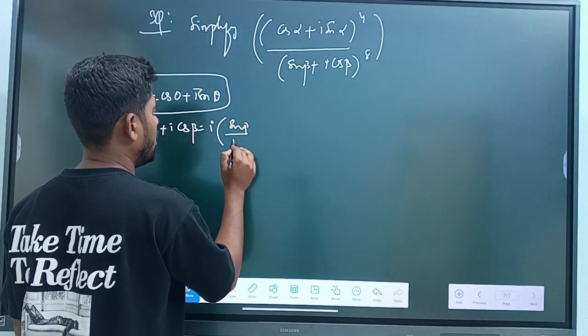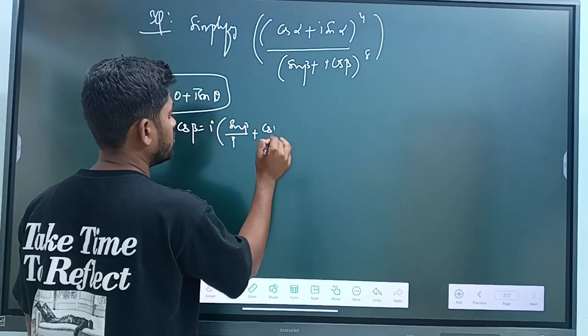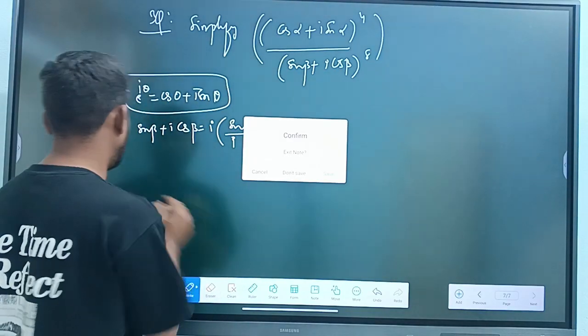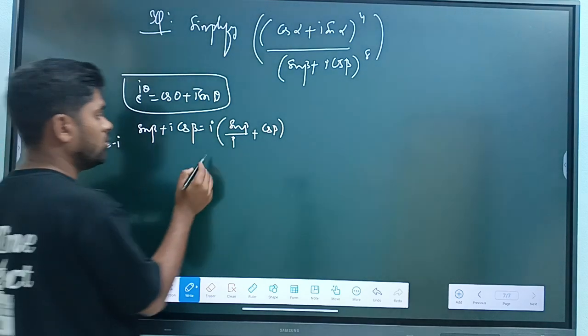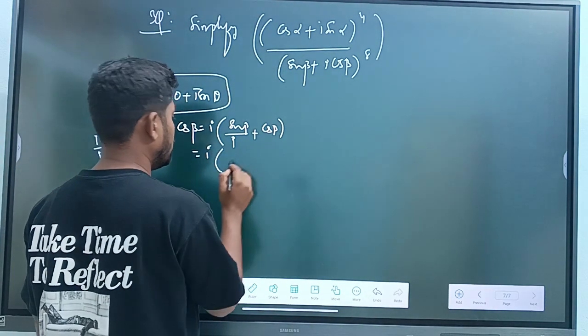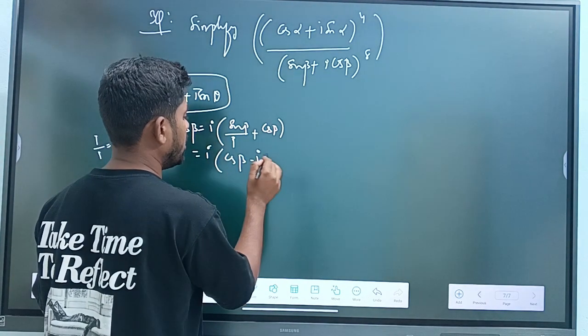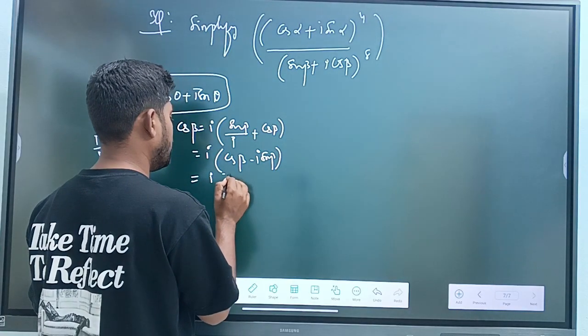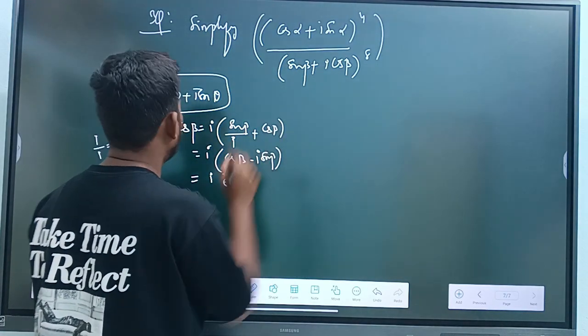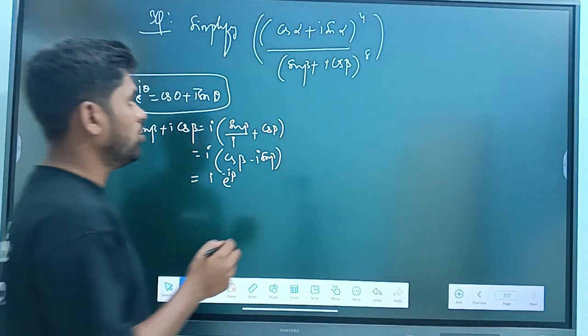sin beta by iota plus cos beta. So 1 by iota is always minus iota. 1 by iota is what? Minus iota. So simplify as I into cos beta minus I sin beta. So this is what? E power minus I beta. Done. So numerator becomes e power I alpha.